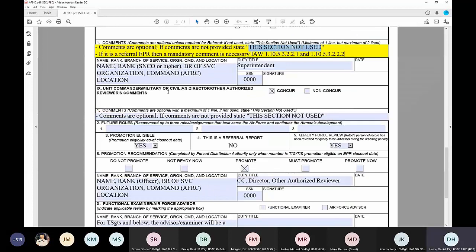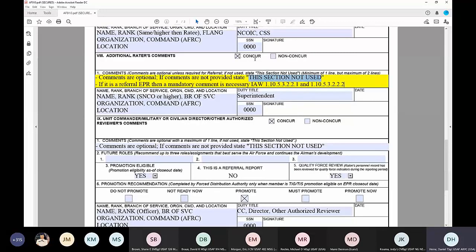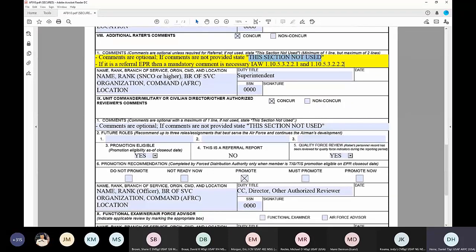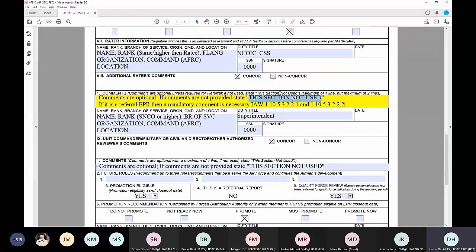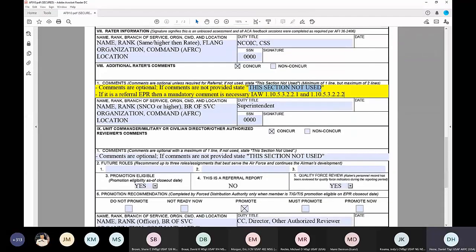Section 9, this is where the unit commander, a military or civilian director, or an other authorized reviewer will sign. So they also have the option to concur or non-concur. Please make sure that one of these are checked. Again, if they do not concur, they would be non-concurring with the additional rater. If the additional rater concurs, this non-concurrence is with the overall rating.